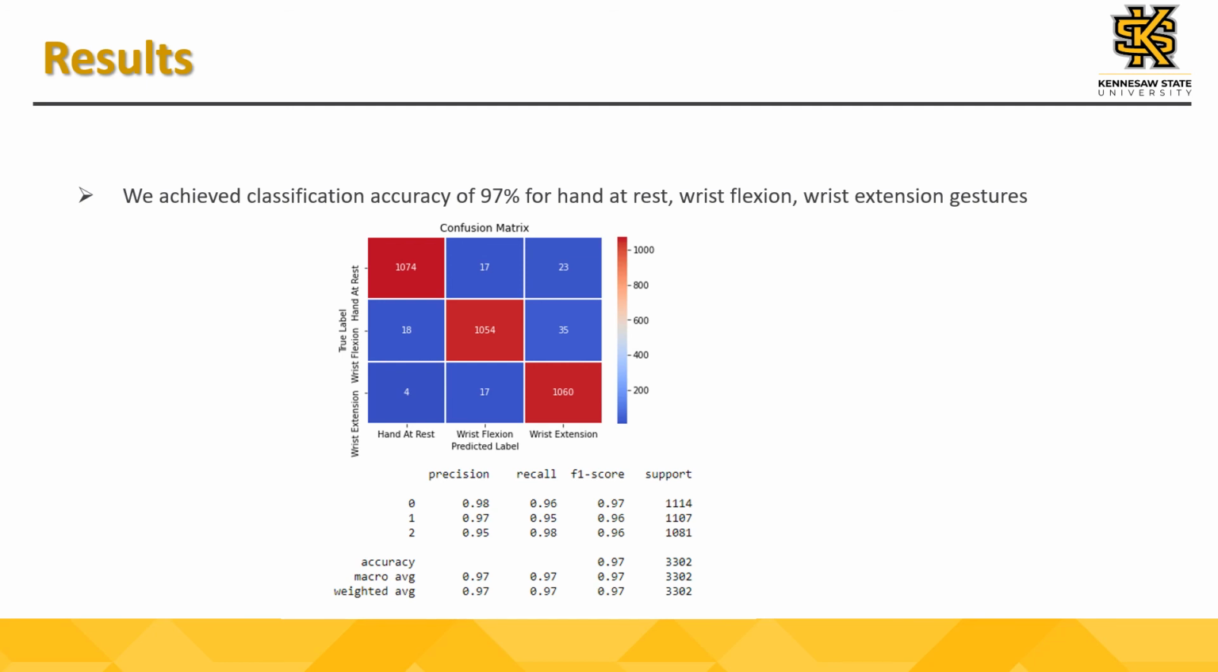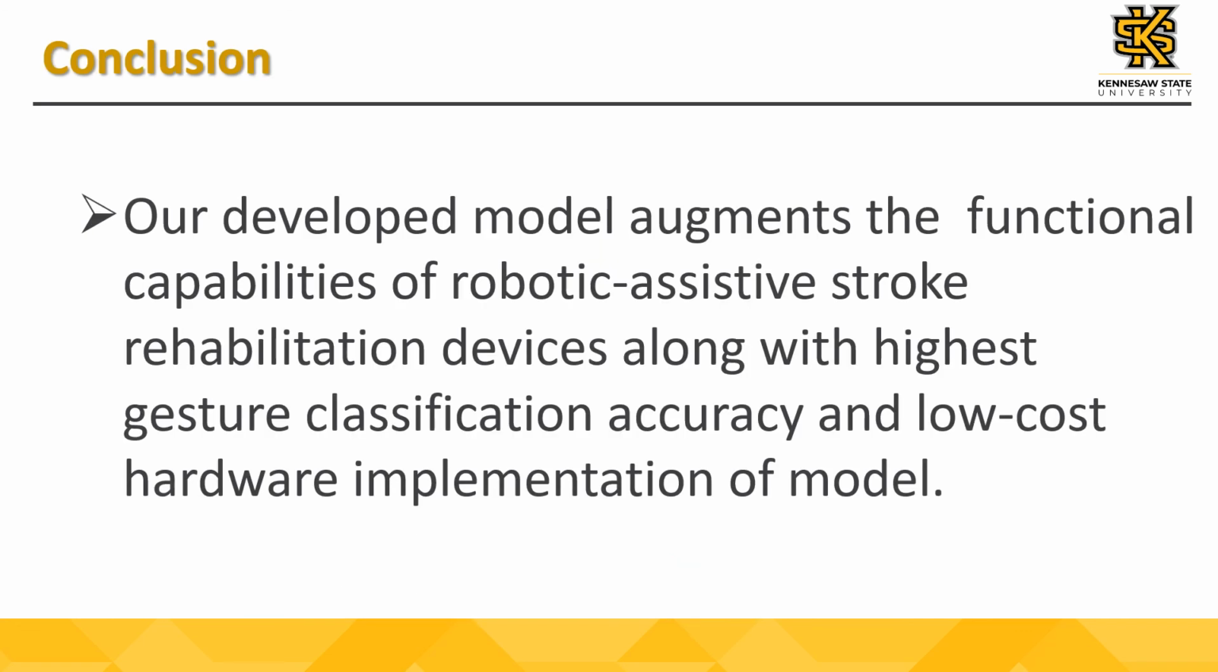So finally, we achieved a classification accuracy of 97% in predicting the three basic wrist motions: extension, flexion, and no motion. And below is a glimpse of our confusion matrix. So the final note is that our developed model increases the functional capability of a stroke rehabilitation robotic assistive device with the highest gesture classification accuracy and low cost hardware implementation of the model.